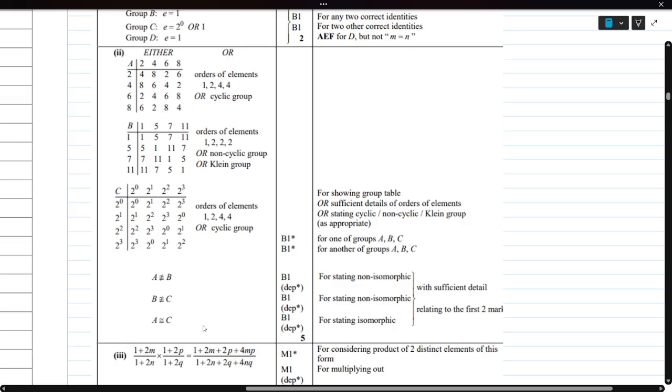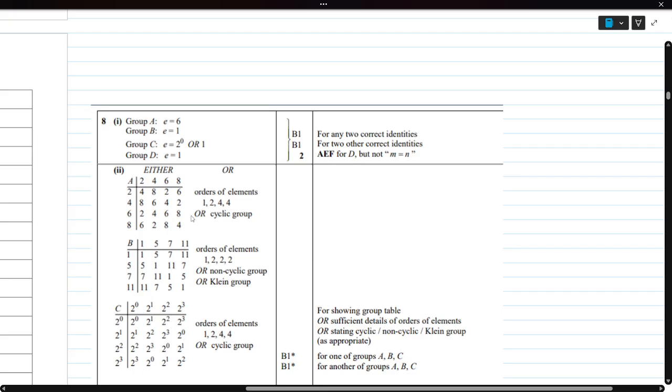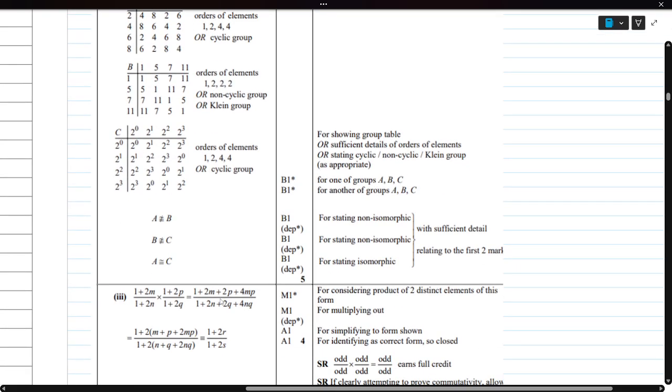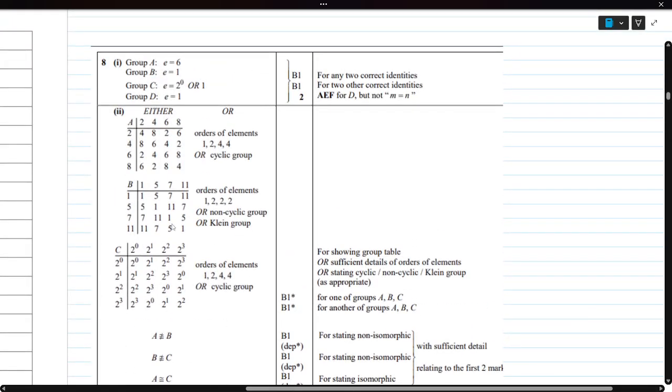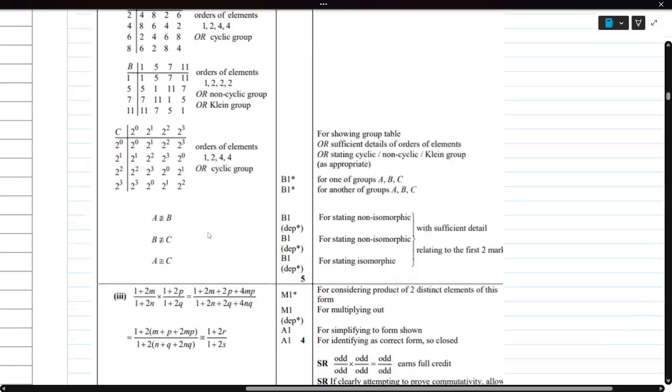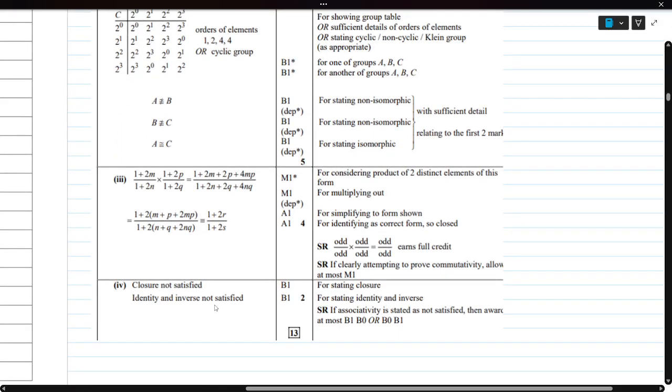So A is not isomorphic to B, B is not isomorphic to C, and A is isomorphic to C. So that's correct. Again, I think that was quite good. Easy 5 marks, not easy 5 marks, satisfying 5 marks. I don't know why they just drew the Cayley table. That was completely necessary. Closure shown, fine.